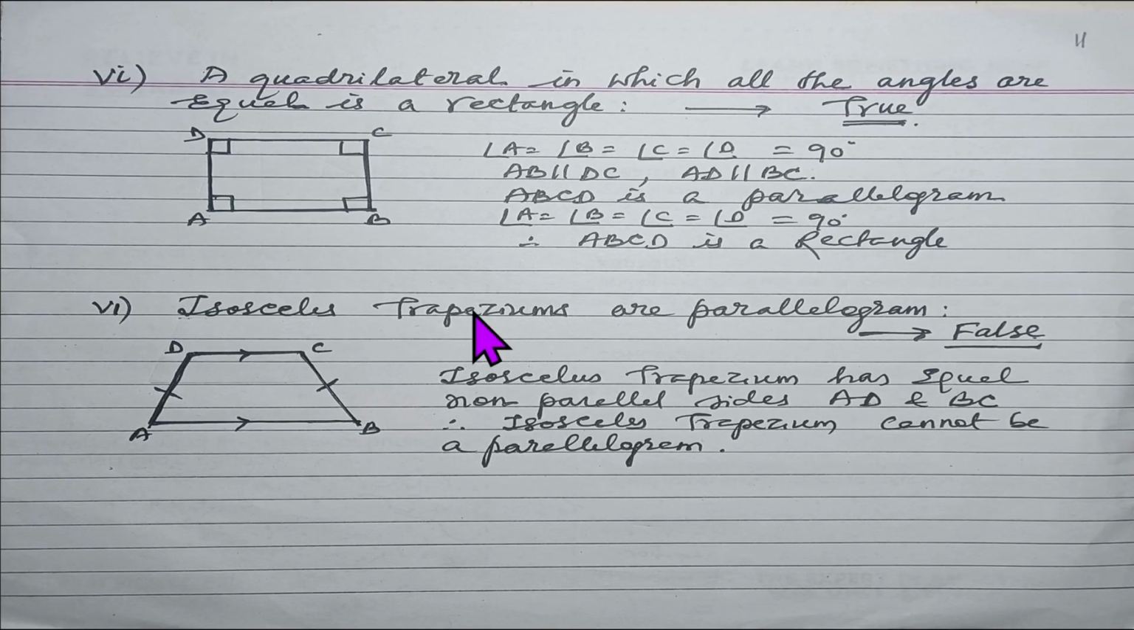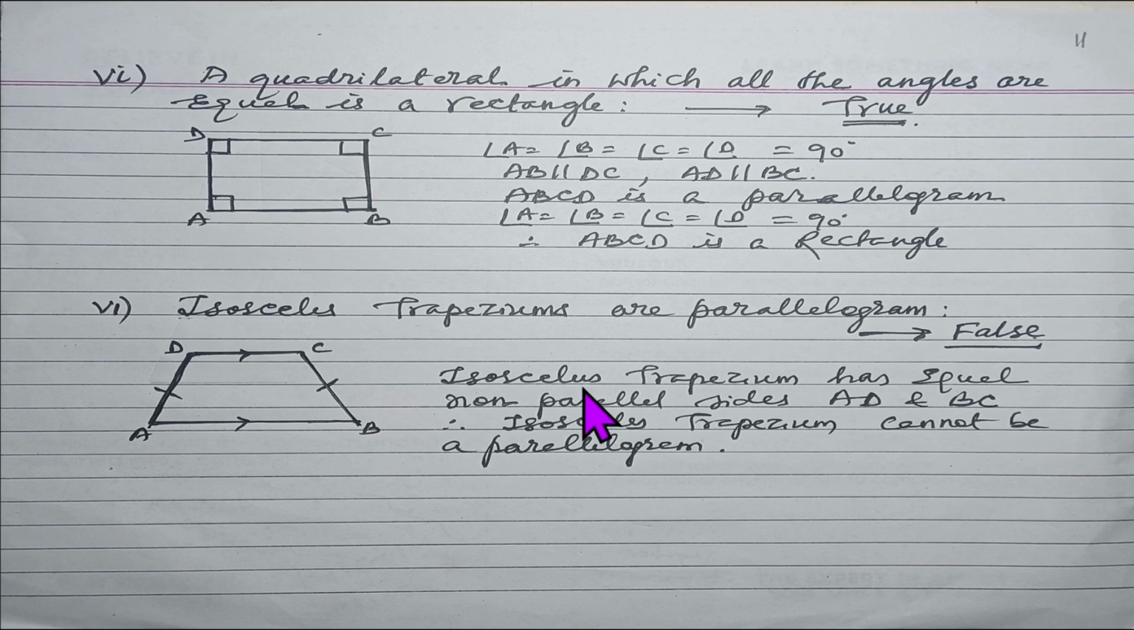Now coming to the next statement, a quadrilateral in which all the angles are equal is a rectangle. Now if you take a quadrilateral ABCD, that is, if angle A is equal to angle B is equal to angle C is equal to angle D, it is equal to 90 degrees, then AB is parallel to DC because co-interior angles are supplementary, and so also AD is parallel to BC. Therefore it is a parallelogram, but since all angles are equal to 90, that parallelogram becomes a rectangle. Therefore ABCD is a rectangle.